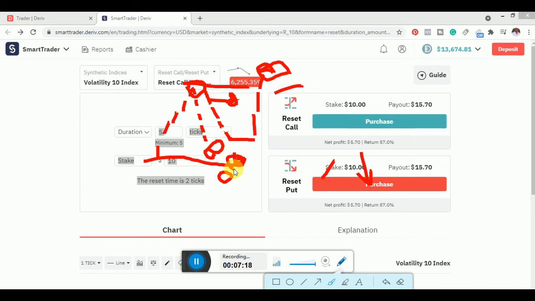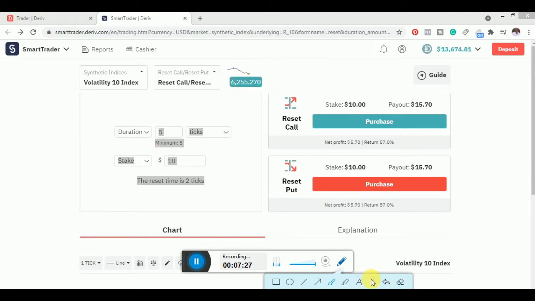Alright, it becomes a win. So that's just what it does. So in most cases, the disadvantage of this option is, let me clear all this.